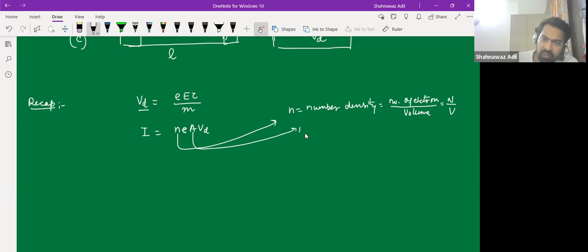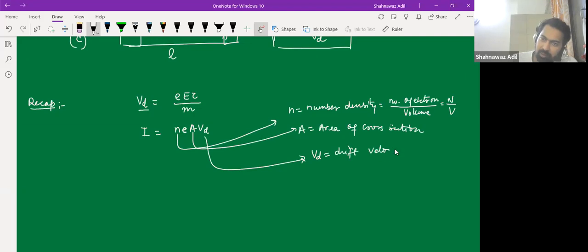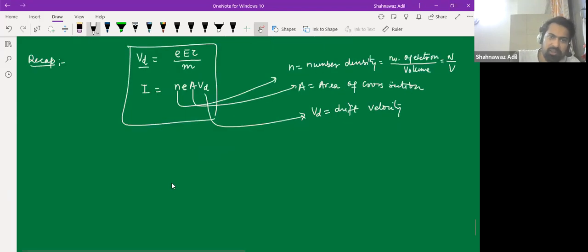And then this e was the charge on one electron. This A is the area of cross section. And then Vd is the average velocity of the electrons, right? So Vd is the drift velocity. So keeping these two things in mind, let us do this question.